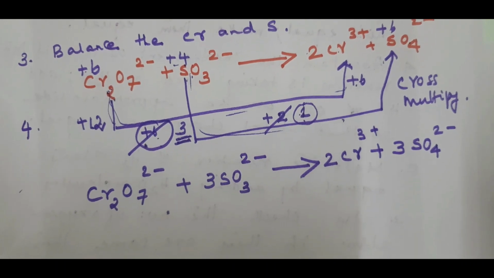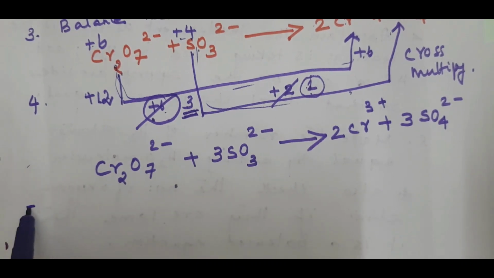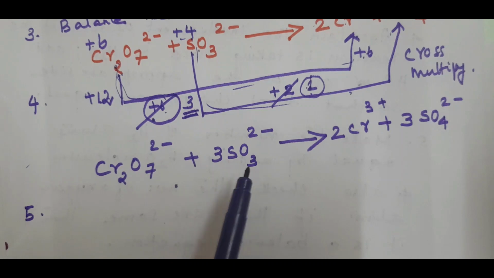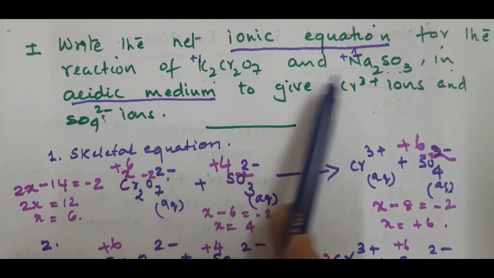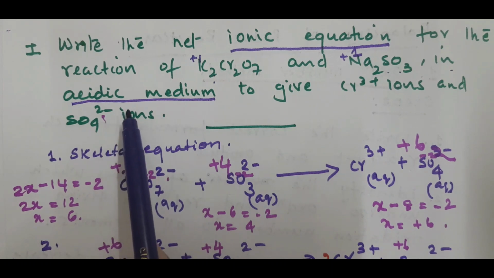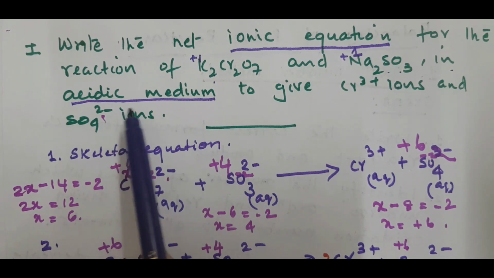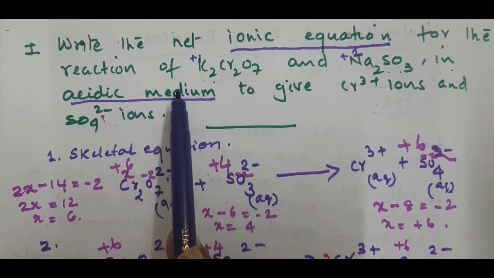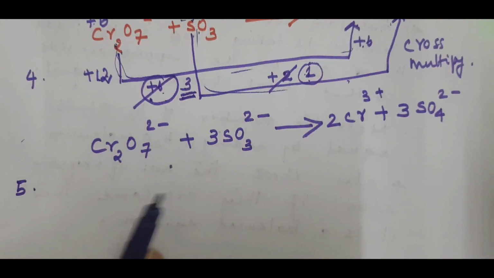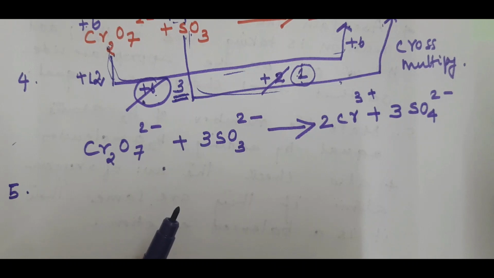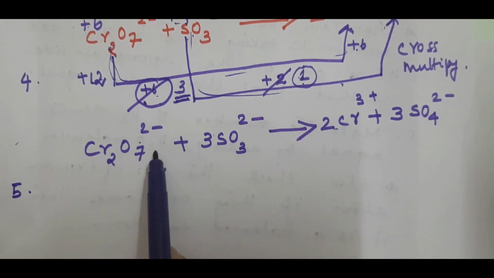Now what you have to do? Now the fifth step is, you know the reaction is taking place in acidic medium. We have seen in the question, this Na2 in an acidic medium. So as the reaction is taking place in an acidic medium and further the ionic charges are not equal, we have to make the ionic charges equal.